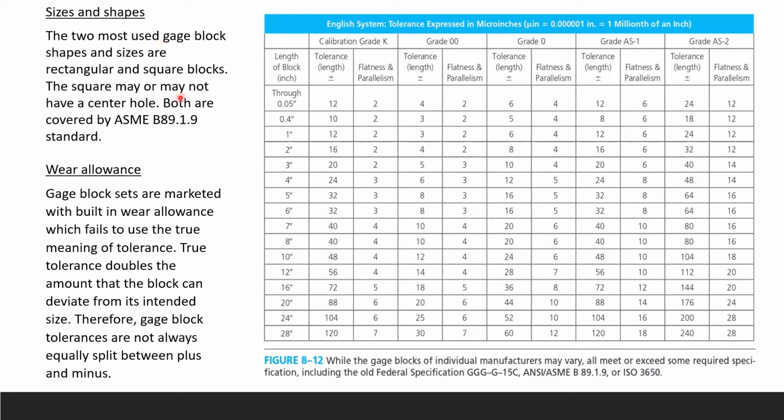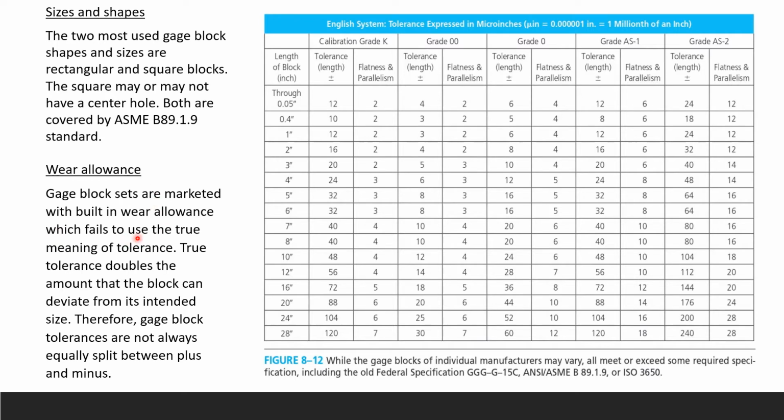The size and shape: the two most used gauge block shapes and sizes are rectangular, which we have seen in the lab, and square blocks. The square may or may not have a center hole. Both of those shapes are covered by the ASME B89.1.9 standard, where allowance is specified.